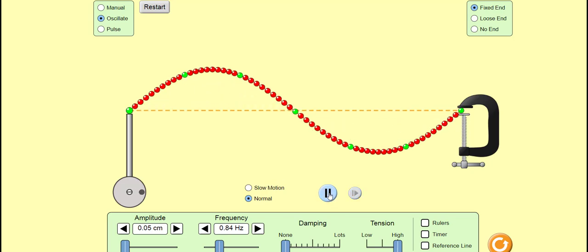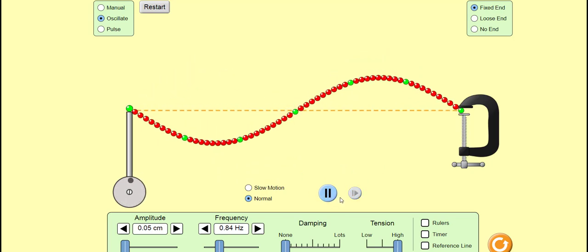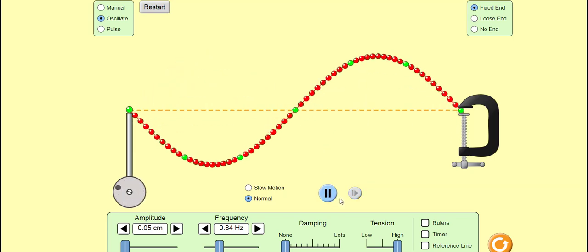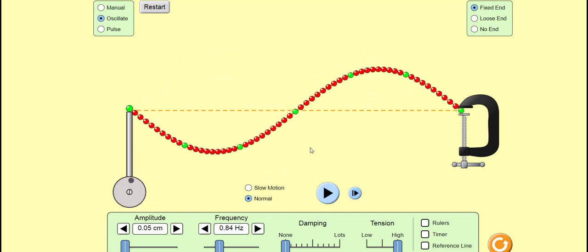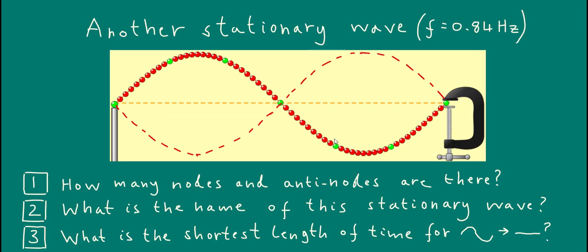Let me press play. Notice that we're seeing a new stationary wave pattern. So, what I'd like you to do now is to have a go at the following three questions. So the first one is, how many nodes and antinodes are there in this new stationary wave pattern that we're seeing? Second, what is the name of this stationary wave?